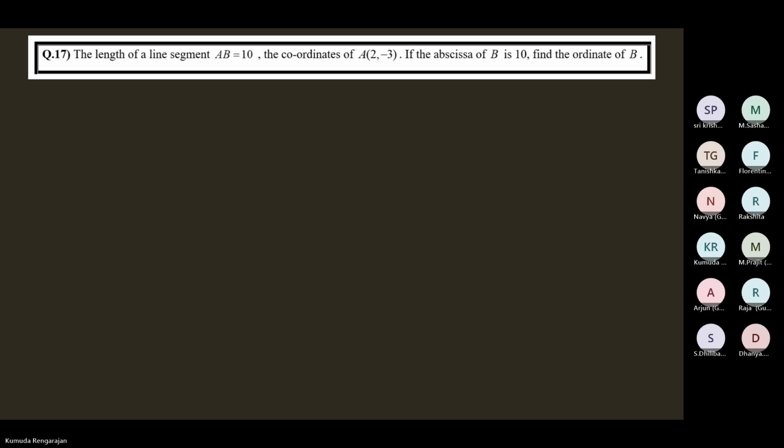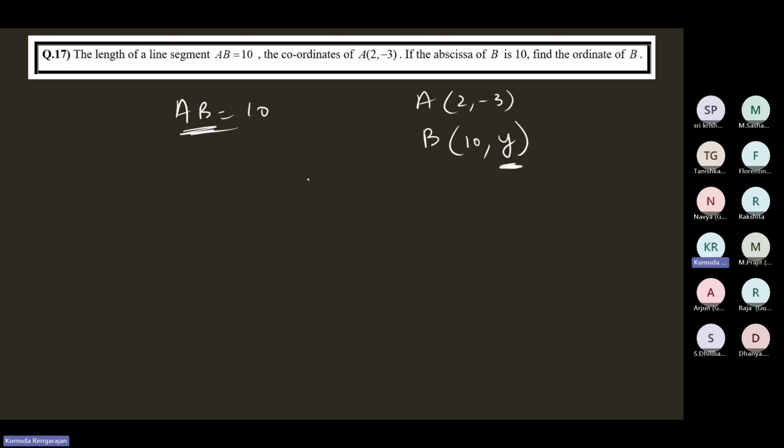Look at this question. The length of a line segment AB is 10. So AB is equal to 10. The abscissa of A is given, 2, minus 3. And the abscissa, that means the x-coordinate of B is 10. You need to find the ordinate of B, that is the y-coordinate. So this is simple. A is 2, minus 3. B is 10, y. We do not know the y coordinate of B, but we know the distance AB is 10 units. With this, you have to find the value of y.